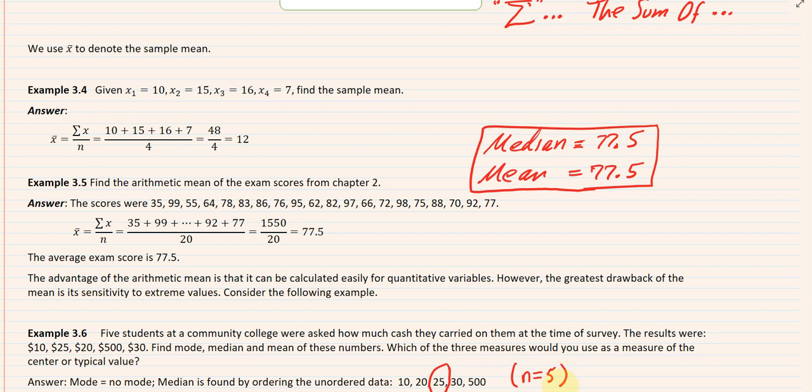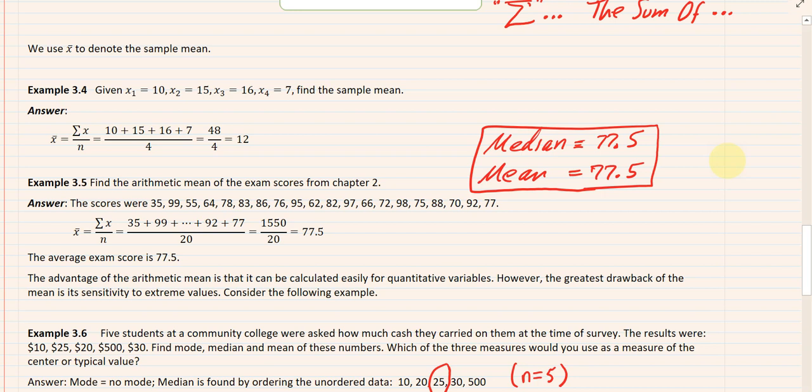So based on mode, if you ask me, what is a central tendency? What is typically carried by students? How much cash do they carry with them at any time? Based on mode, I can't tell you the answer because there is no mode. So that's a drawback of the mode, right? Now, with median, I'm going to say that I expect the students to have about $25 on them at any given time. Now, that's reasonable, right? Yeah, sure, why not? $25 sounds reasonable.